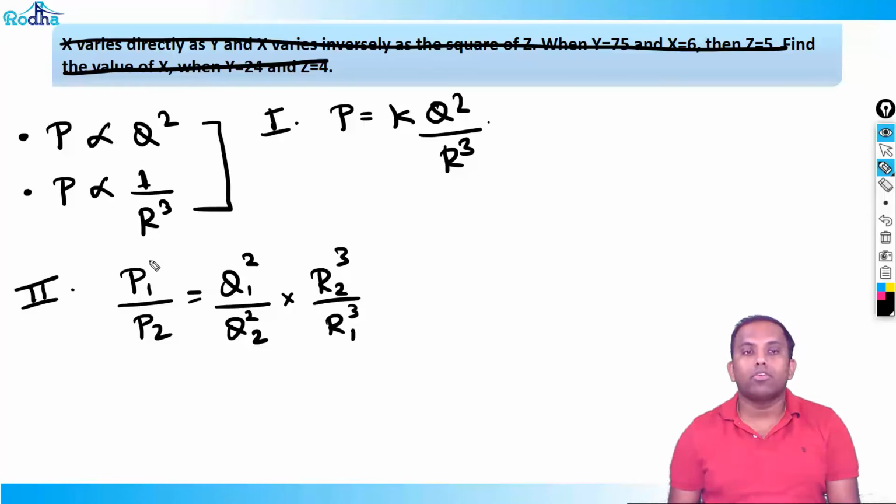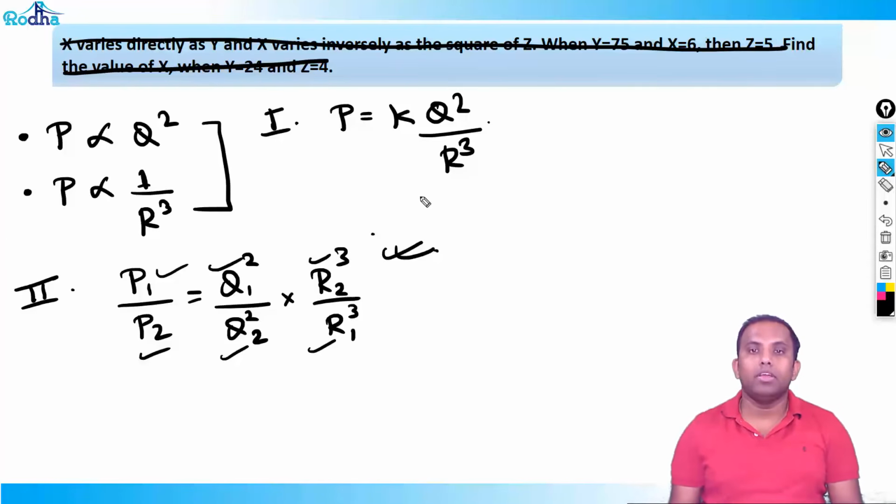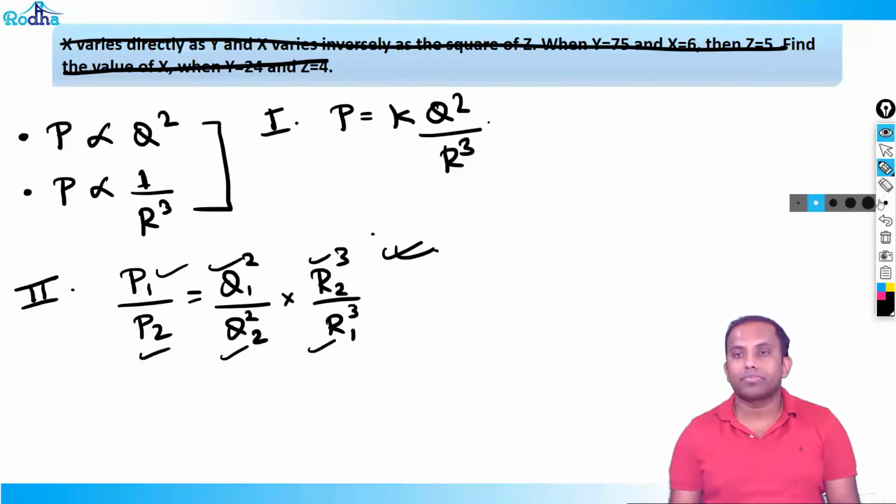That's it, right? So you have values of any three in the first case, any three in the second case. Out of 6 parameters, if you have the value of any 5, you can get the value of the 6th by this method. This is a good method. I hope it is clear, right? Move to the next question now.